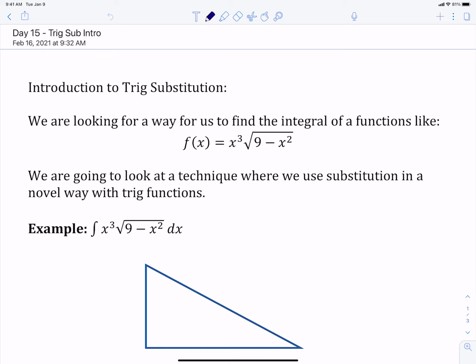In this video, we're going to take a look at another technique that we have for integration called trig substitution. So this is going to give us a way to find the integral of functions like x cubed times the square root of 9 minus x squared.